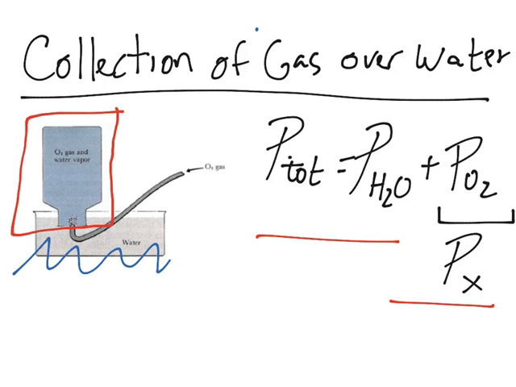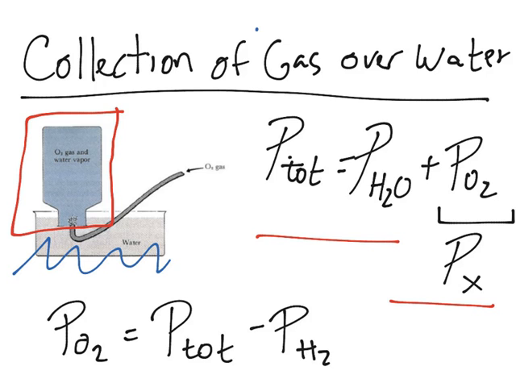If you want the pressure of only your gas, you'll just solve for the gas in that equation. So in this case, the pressure of oxygen will be the total pressure minus the pressure of the water vapor. And then using the ideal gas law or anything, you can just solve for it. So solve for the pressure of the gas. Now I'll do a problem just to show you how it usually goes.